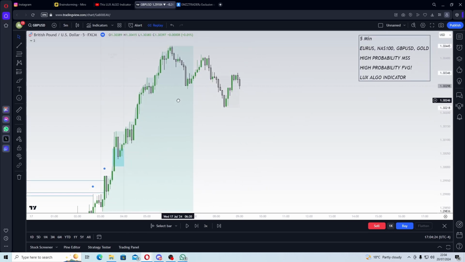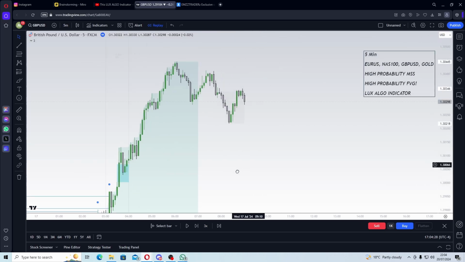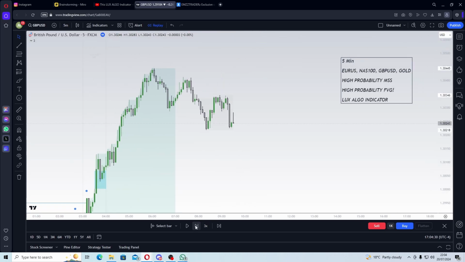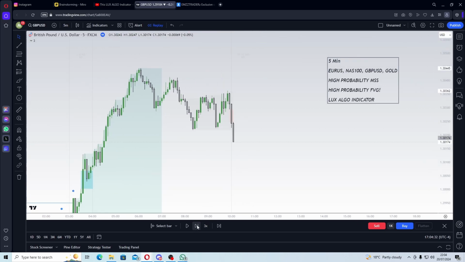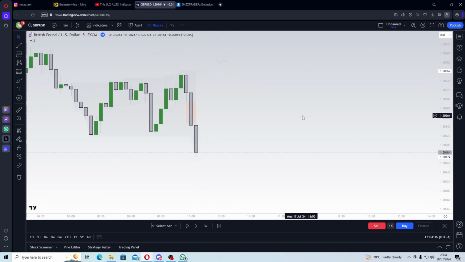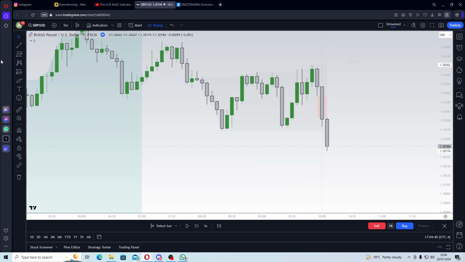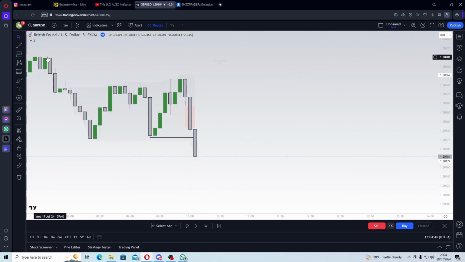Now we know that the New York session is actually just a retracement of the London session. If I play price forward, it's going to enter our trading time. There you go, it just entered our trading time right here, and what we can see is an actual high probability market structure shift, which is right there. You can mark this out so easily right here. So this is a market structure shift.